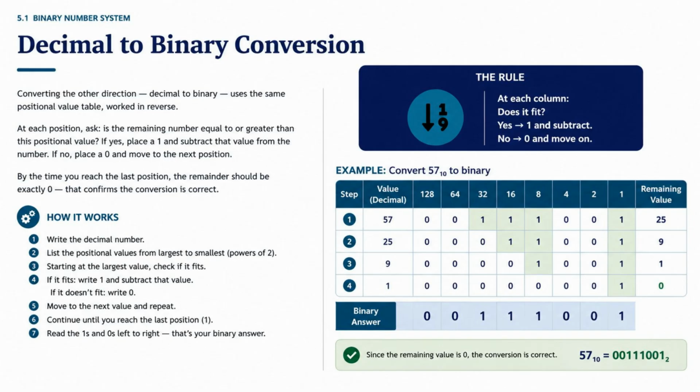Converting decimal to binary reverses the process. At each column ask, does the remaining number fit here? If yes, place a 1 and subtract that column's value. If no, place a 0 and move on. By the last column, the remainder should hit exactly 0. That's how you confirm the conversion is correct.